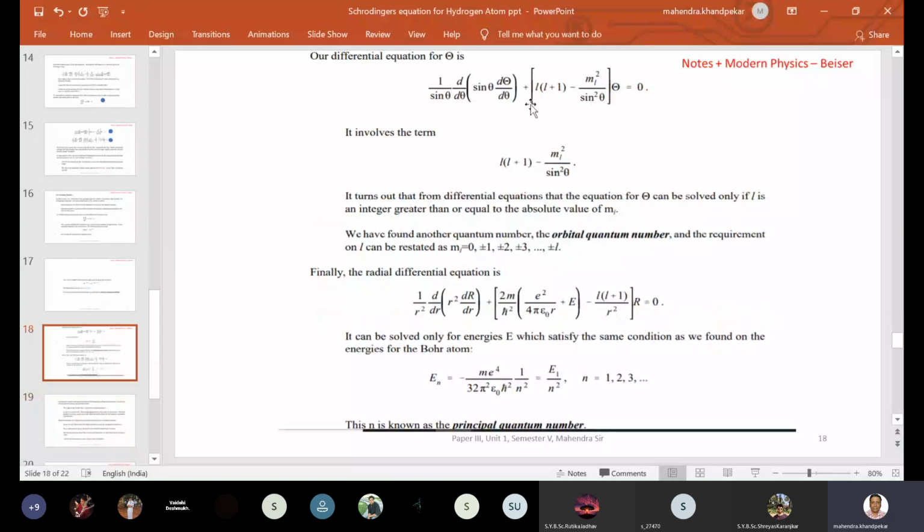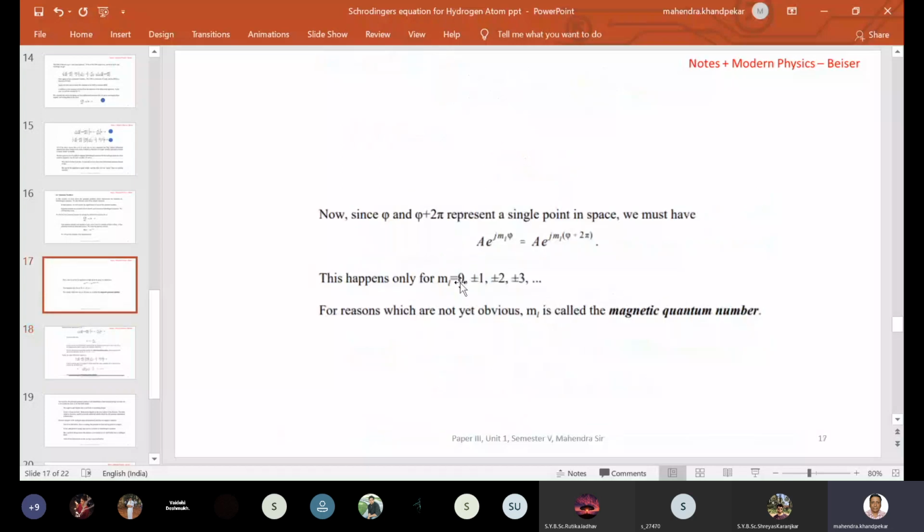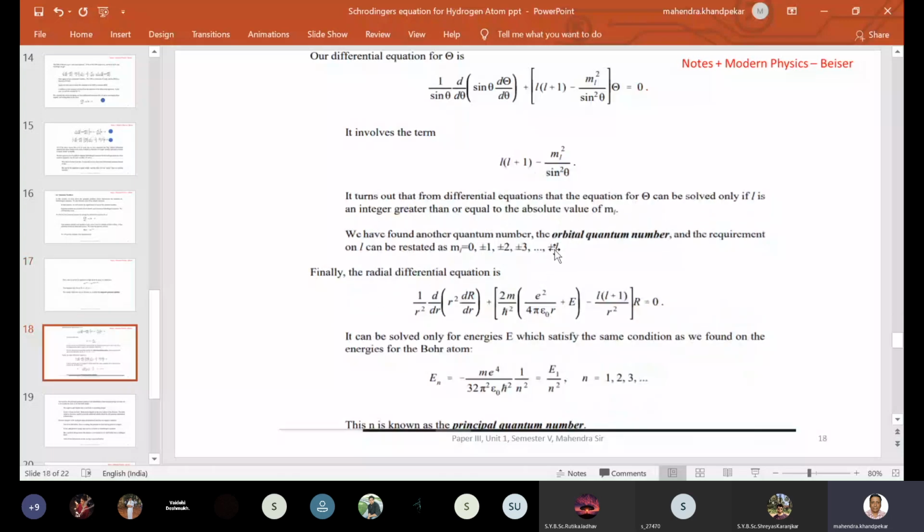Then we go to the second equation. The second equation has this term, and what is that term? Small l. Now this ml, when it goes from 0, plus minus 1, plus minus 2, you can see that it goes till plus minus l. So you have got the orbital quantum number.